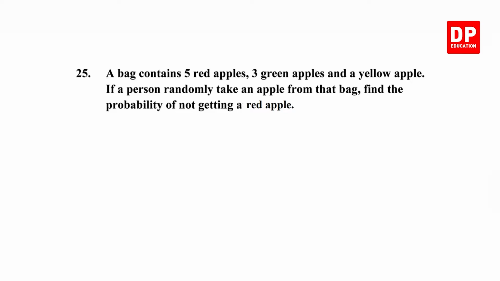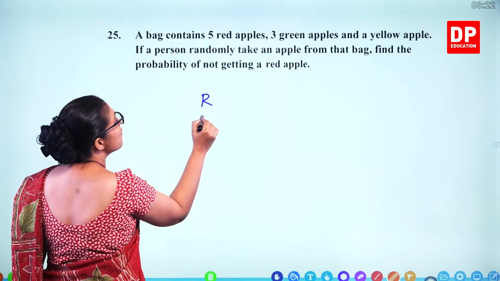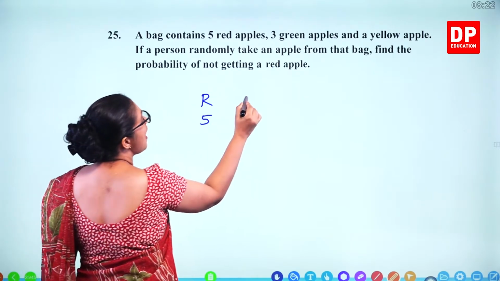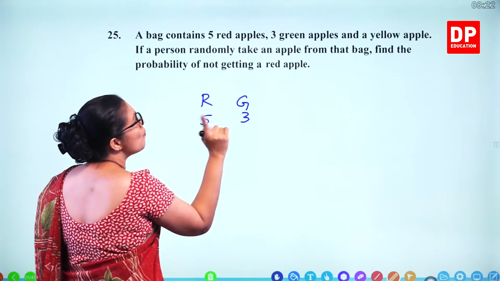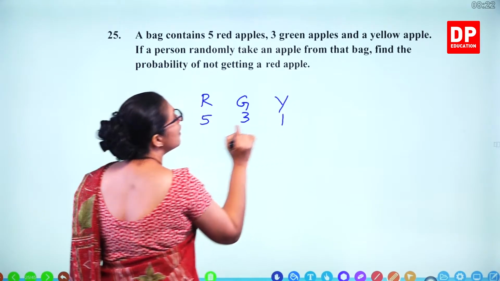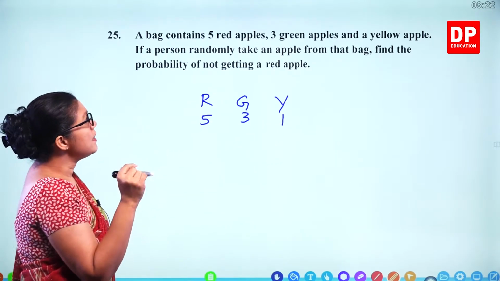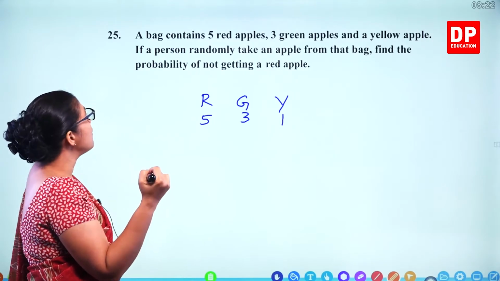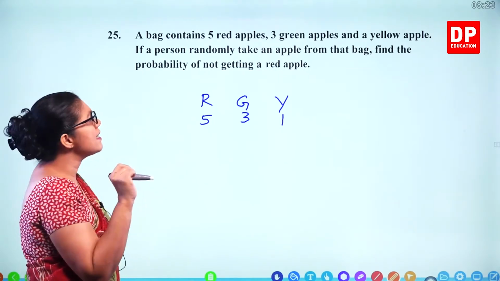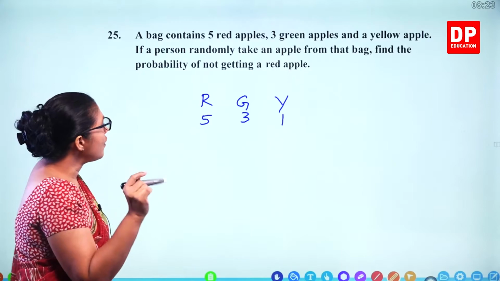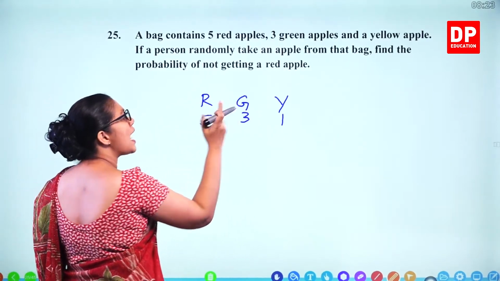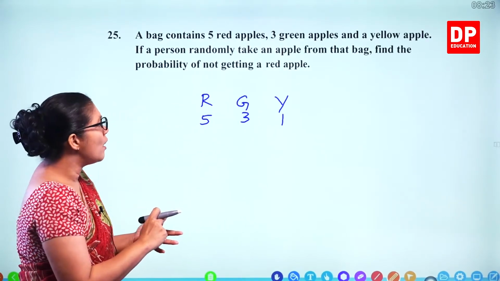Question number 25. A bag contains 5 red apples, 3 green apples and 1 yellow. If a person randomly takes an apple from that bag, find the probability of not getting a red apple. So not getting red means it can be either green or yellow.